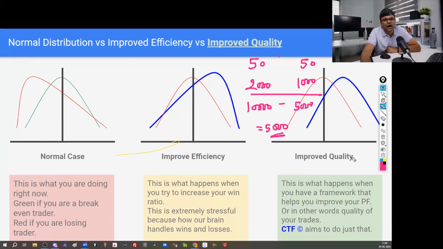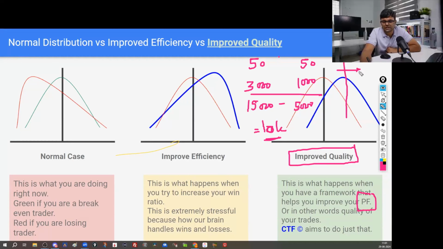Makes sense? How do you improve the quality of your trade? By improving your profit factor. Now you have the same win ratio, 50% only. But you are making 3,000 when you win and losing 1,000 when you lose. Now, 5 trades out of 10 trades, 50%, you make 15,000. Now your overall profit is 10,000. Average profit is increasing. Makes sense. This is how you will improve the quality of your trading.